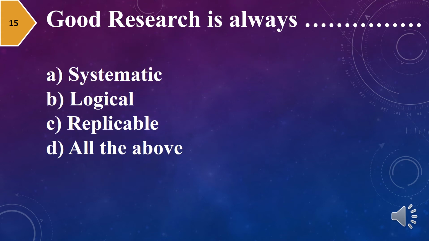Good research is always systematic, logical, replicable, and empirical. Please note, good research is described by these four terminologies: systematic, logical, replicable, and empirical. So here you can choose option D, that is all the above.